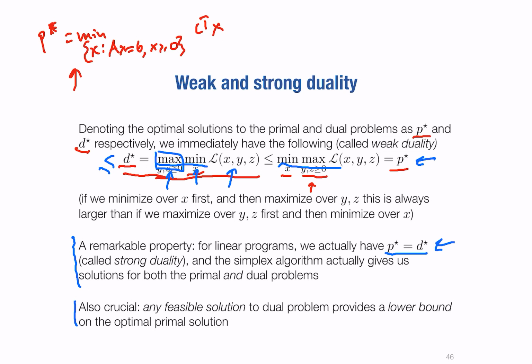So a non-optimal solution will be lower than this. That means any non-optimal solution to the dual problem is going to be a lower bound on the original primal solution P star. Though we'll talk about that more in a second. I'm just alluding to that for now.